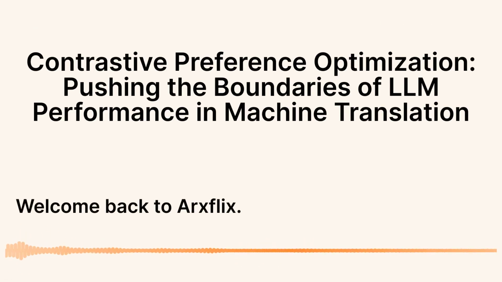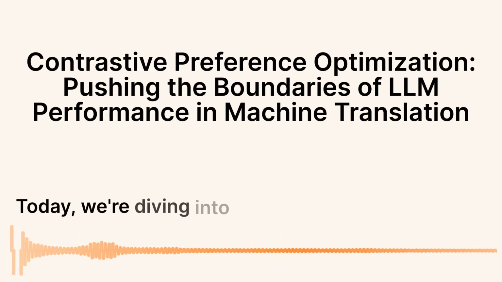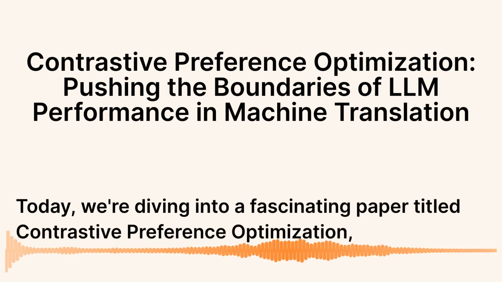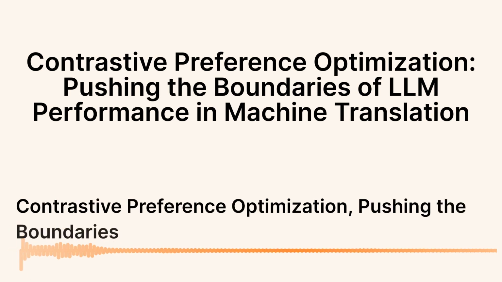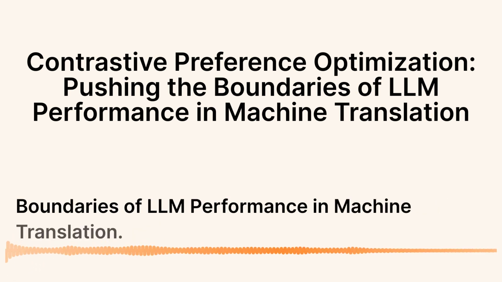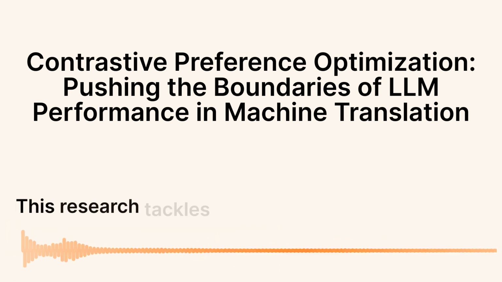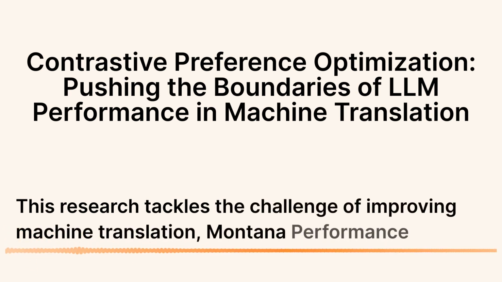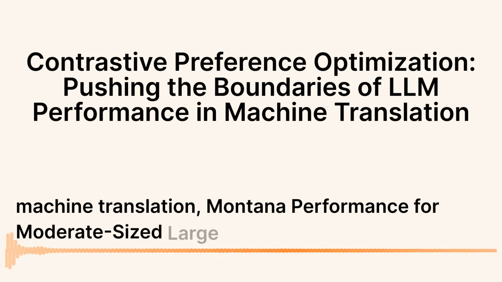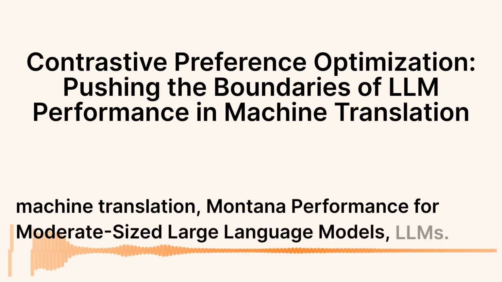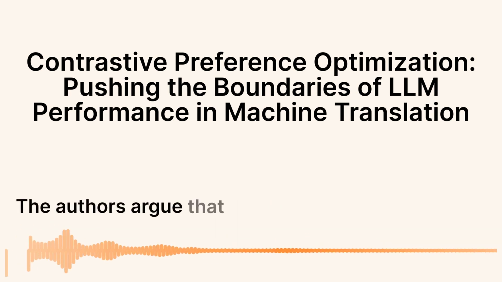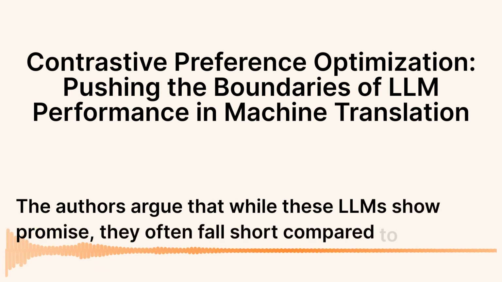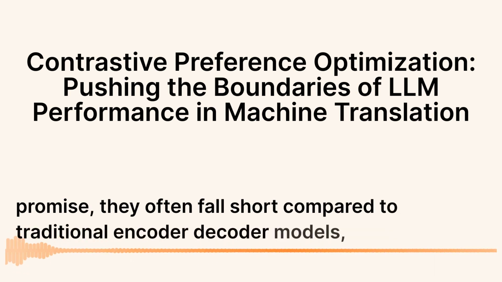Welcome back to Arxflix. Today, we're diving into a fascinating paper titled Contrastive Preference Optimization, Pushing the Boundaries of LLM Performance in Machine Translation. This research tackles the challenge of improving machine translation, MT, performance for moderate-sized large language models, LLMs.